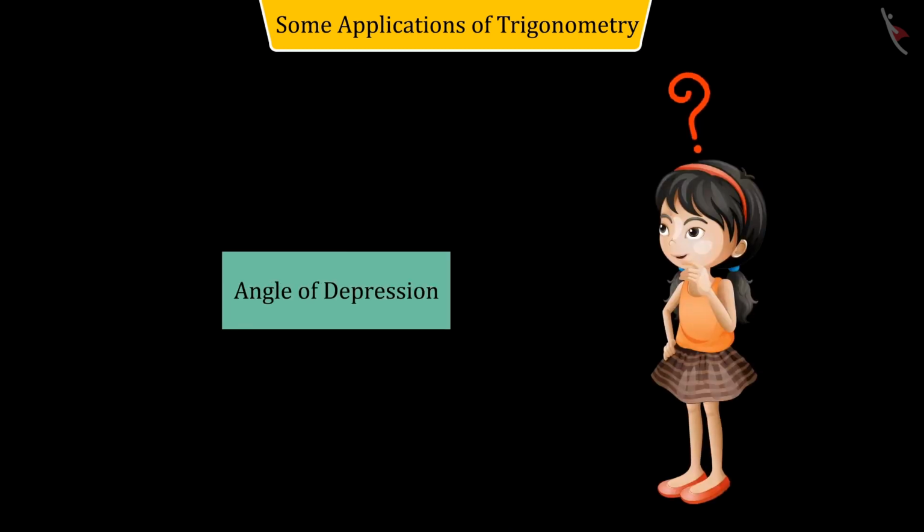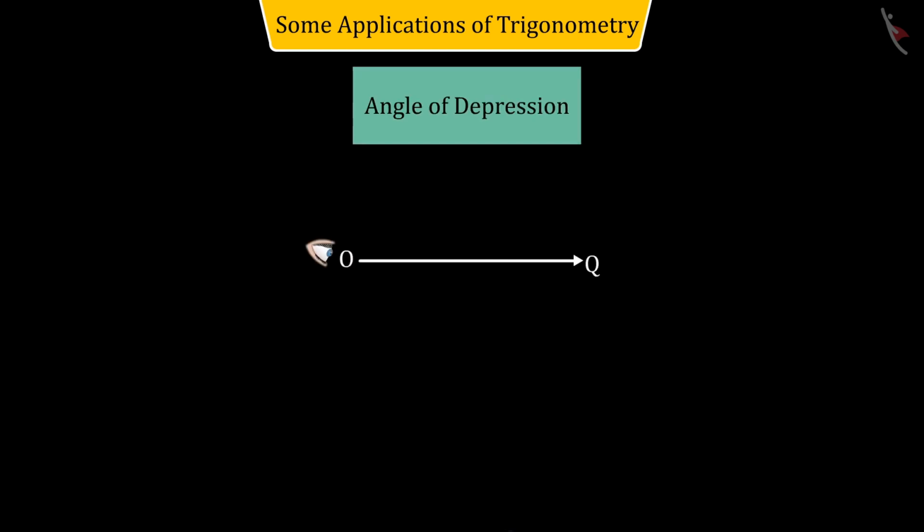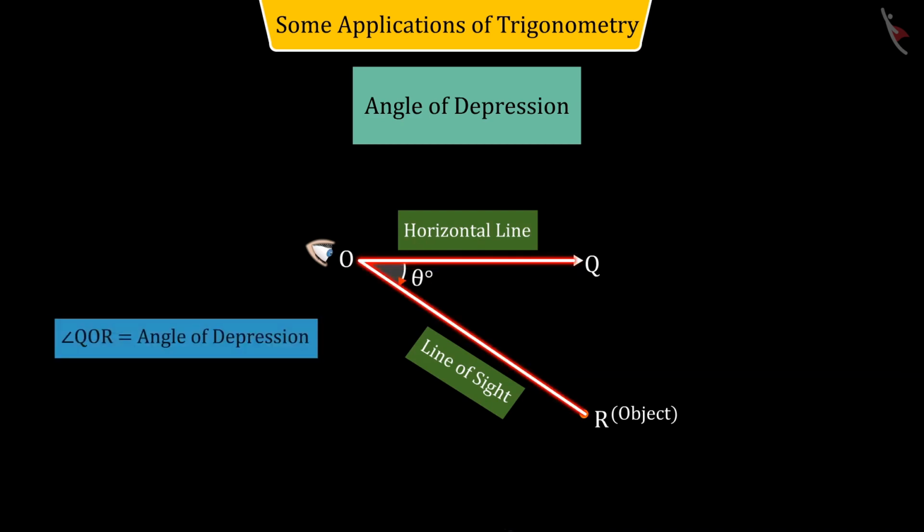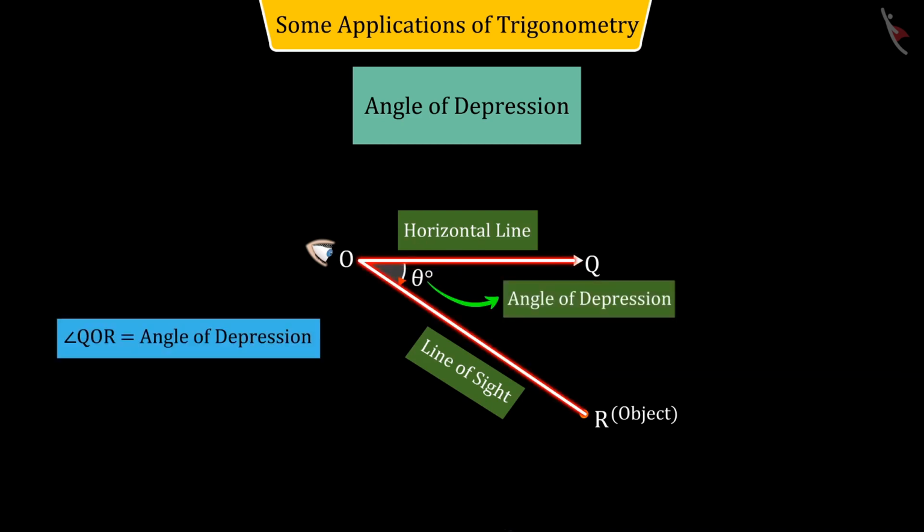So now, can you tell what is the angle of depression? Absolutely correct. If an object lies below the horizontal line passing through the person's eye, then the angle QOR formed between the line of sight OR and the horizontal line OQ is called the angle of depression.